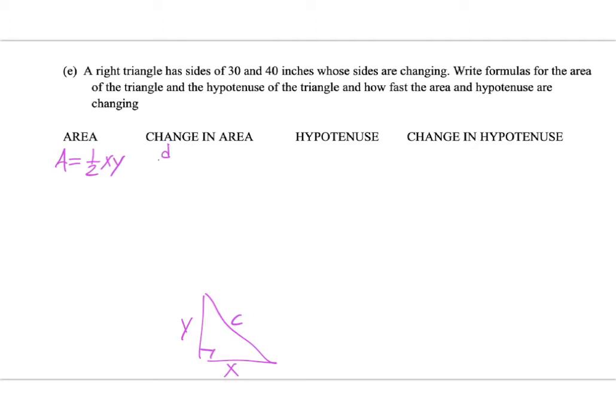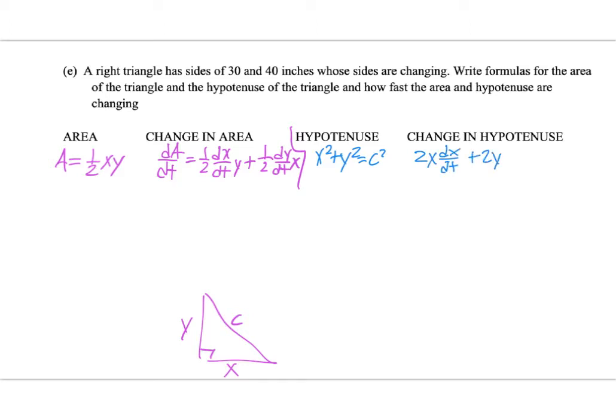The change in area, so we've got dA/dt, would be 1/2 the derivative of x, which is dx/dt, times y, plus 1/2 the derivative of y, which is dy/dt, times x. Cool. For the hypotenuse, we've got x squared plus y squared is equal to c squared. Change in hypotenuse is going to be 2x dx/dt plus 2y dy/dt is equal to 2c dc/dt.